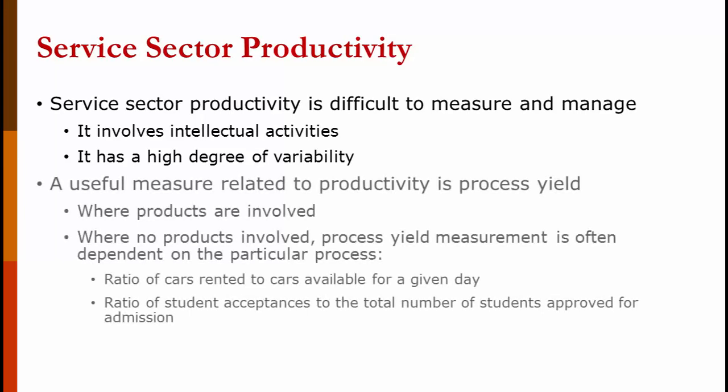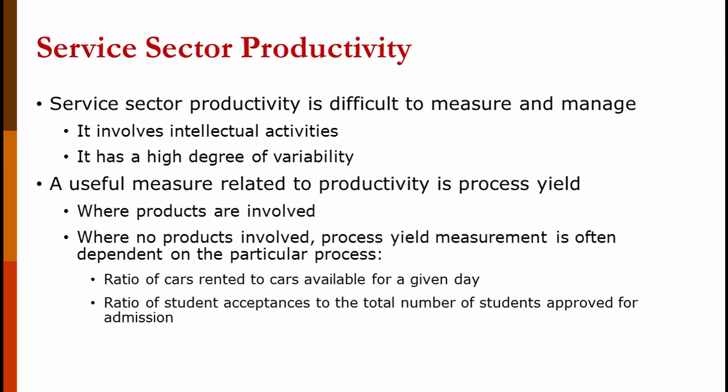A useful measure related to productivity is process yield. It's fairly straightforward when products are involved. When no product is involved, when we're not talking about manufacturing, process yield measurement is often dependent on a particular process. For example, the percentage of cars available that are rented at a car rental place each day, or the percentage of students that come to a university based on the percentage of students accepted to the university.